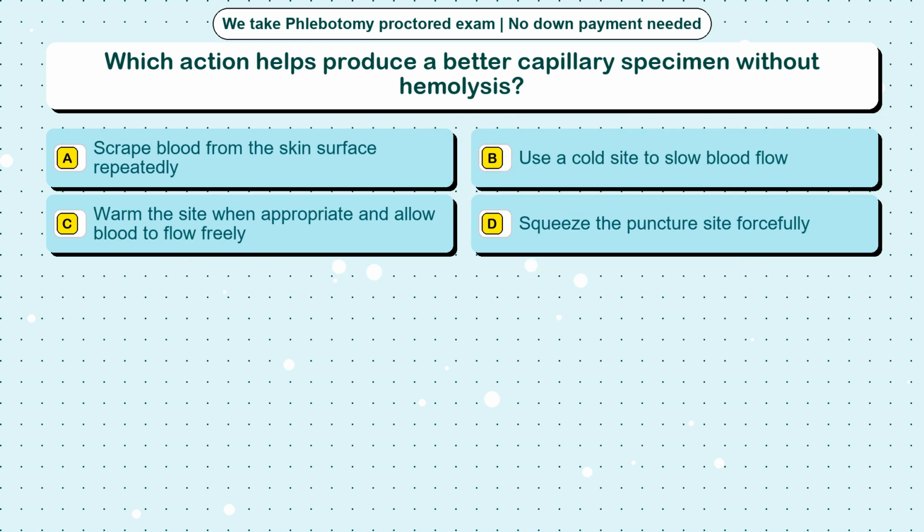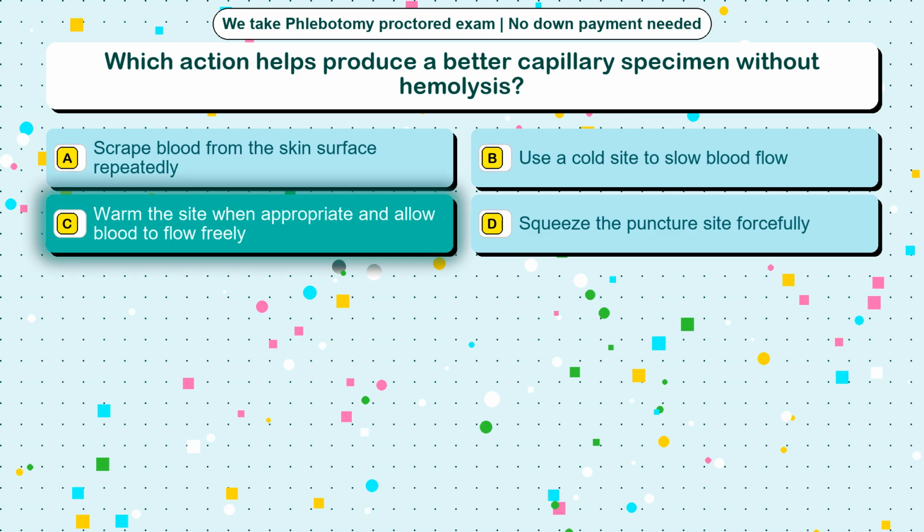Question 61. Which action helps produce a better capillary specimen without hemolysis? Option A. Scrape blood from the skin surface repeatedly. Option B. Use a cold site to slow blood flow. Option C. Warm the site when appropriate and allow blood to flow freely. Option D. Squeeze the puncture site forcefully. The correct answer is option C.